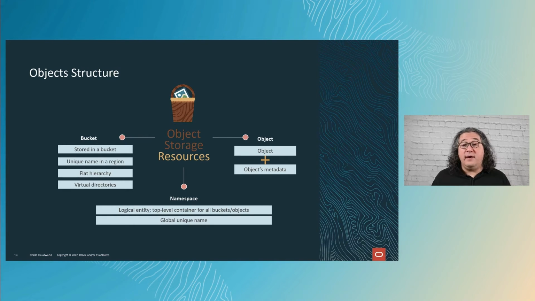At last, we reach the object level. The object is a file or unstructured data, and it can be as big as 10 terabytes. Objects are treated as a single entity. You can't edit or append to an object, but you can replace the whole object. Along with the object, its metadata is also stored. In the metadata, you have OCI metadata, but you can also add custom metadata.